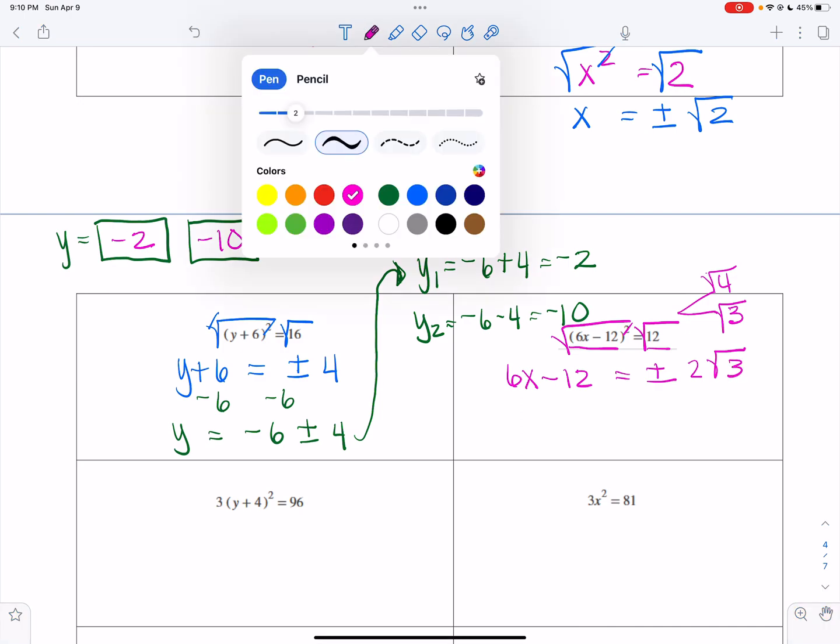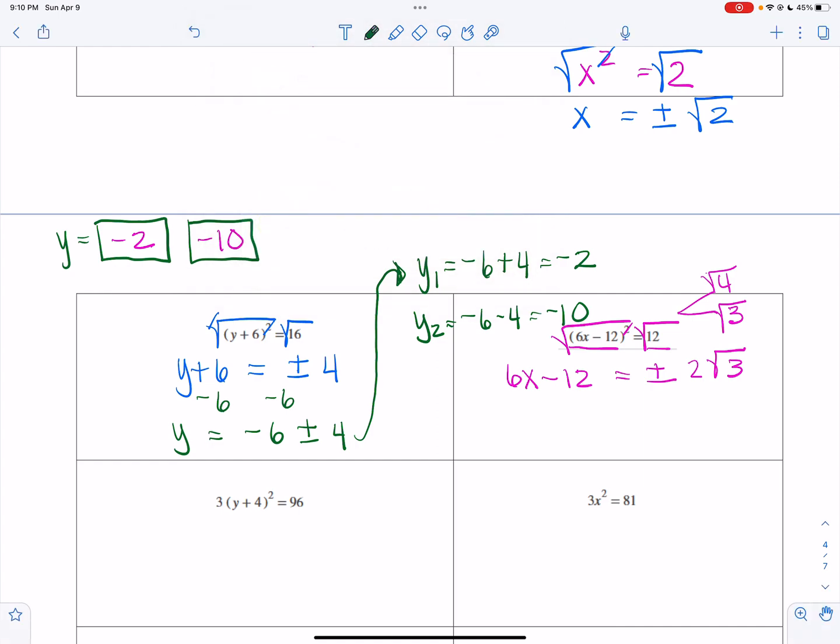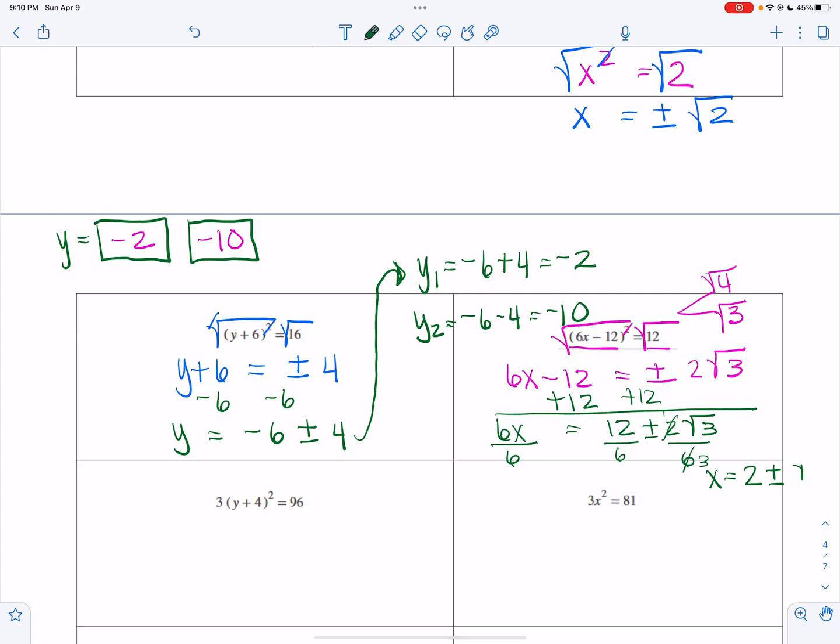So now I'm going to add 12 because I have to get the x by itself. So 6x is equal to 12 plus or minus 2 radical 3. And then I'm going to divide everything by 6. And so my final answer is x equals 12 divided by 6 is 2, plus or minus, the 2 becomes a 1, and the 6 becomes a 3, and so I have radical 3 over 3.